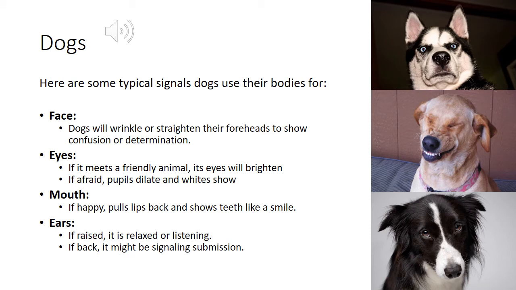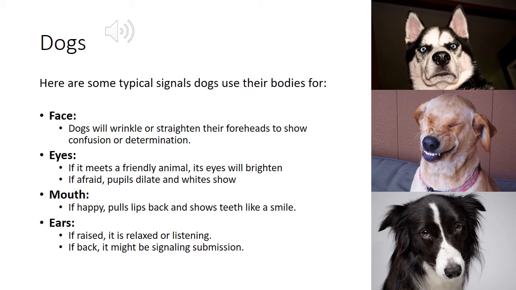Everyone who has a dog knows that dogs use body language to communicate with them. So these are some things that dogs use their bodies for to communicate with their human owners. So they often use their face. Dogs will wrinkle or straighten their foreheads to show that they're confused, but this can also show that they're determined, that they want something. Their eyes are also something that changes.